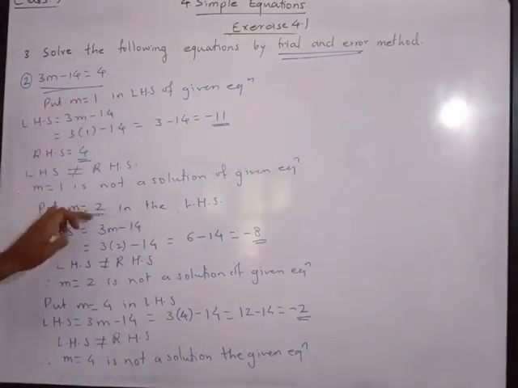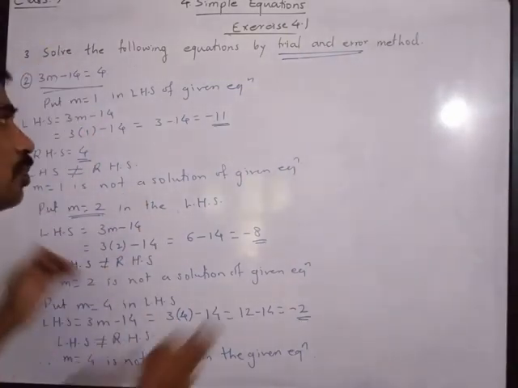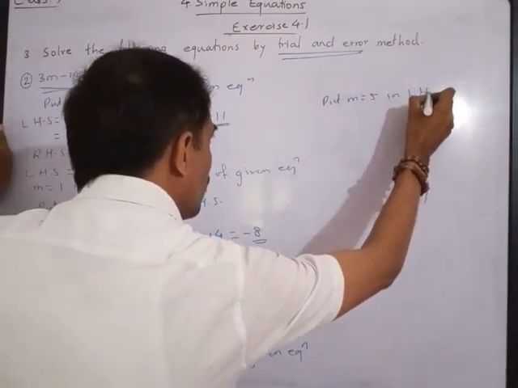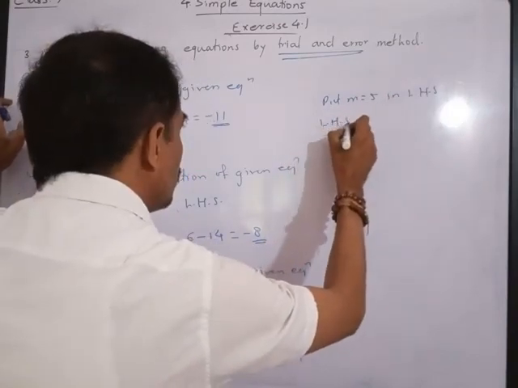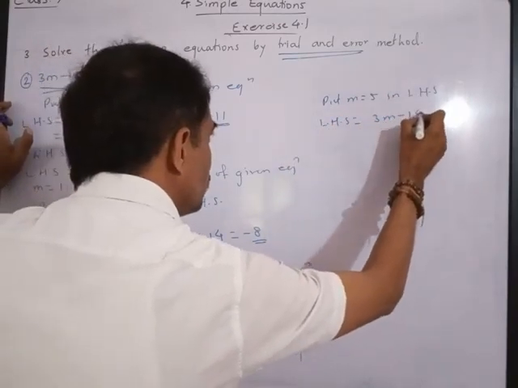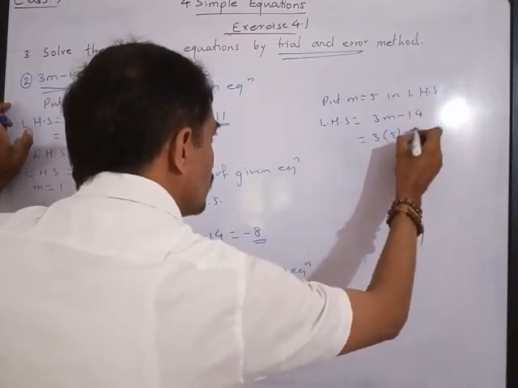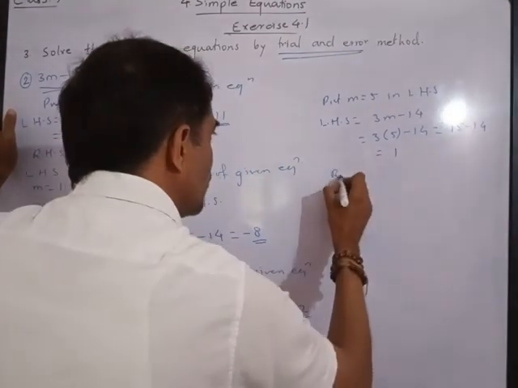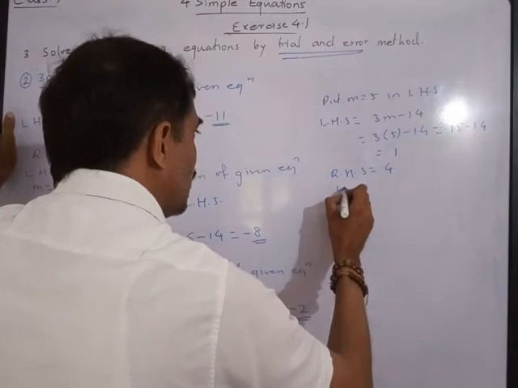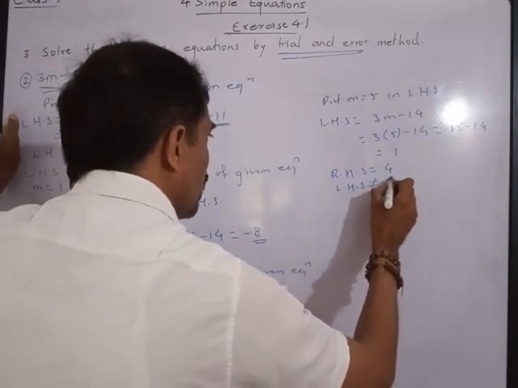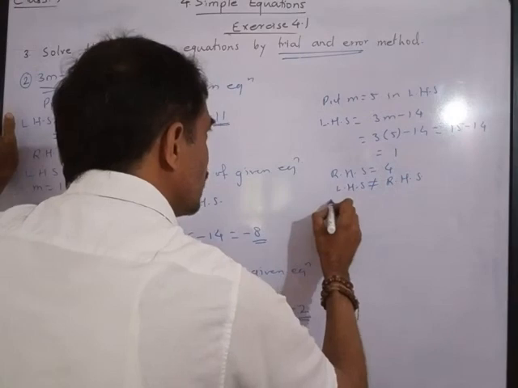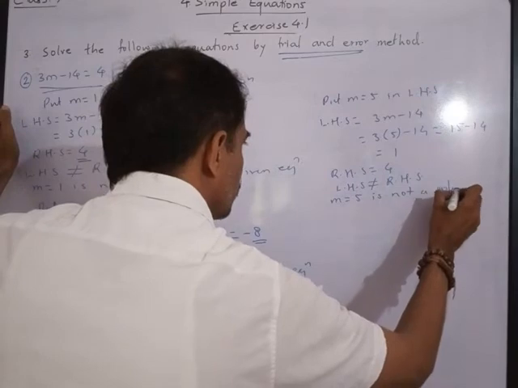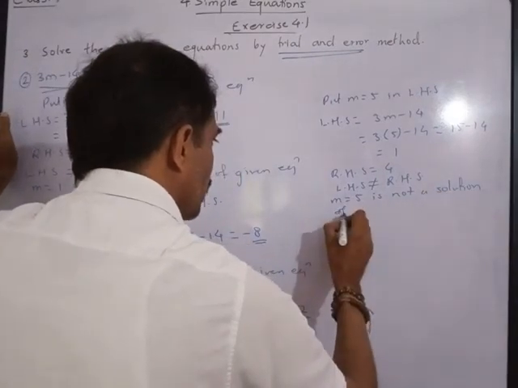Here we have tried 1, 2 and 4. Now I will try with 5. Put m is equal to 5 in LHS. I will get LHS is equal to 3m minus 14, that is equal to 3 into 5 minus 14, that is equal to 15 minus 14, that is equal to 1. RHS is 4. So again LHS is not equal to RHS. Hence m is equal to 5 is not a solution of the given equation.